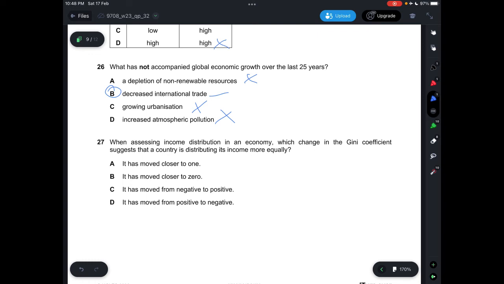Question 27. When assessing income distribution in an economy, which change in the Gini coefficient suggests that a country is distributing its income more equally? So for this to happen, it has to move closer to 0. Gini coefficient should be 0. If it's 1, that means that it is completely income unequal. But if it's 0, that means its income equality has improved. So 27, it has to be B.